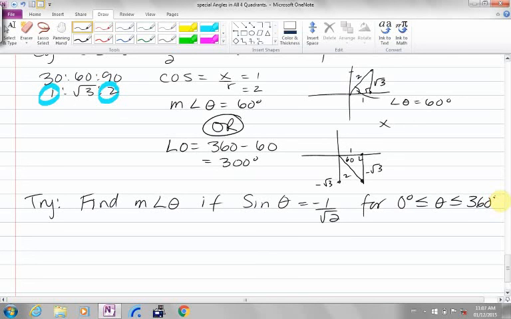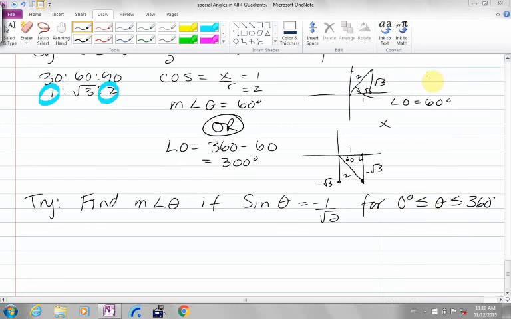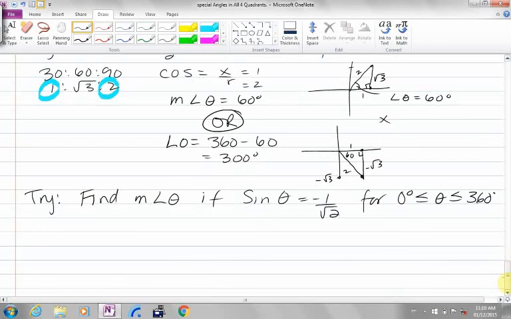Find the measure of angle theta if sine theta is negative 1 over root 2. The first thing we need to do is figure out what sort of reference triangle, if you will, has 1 and root 2. Obviously that's our 45, 45, 90 triangle, which is 1 to 1 to root 2. That's where we're going to find the 1 and the root 2. So we know that our reference angle is 45 degrees.